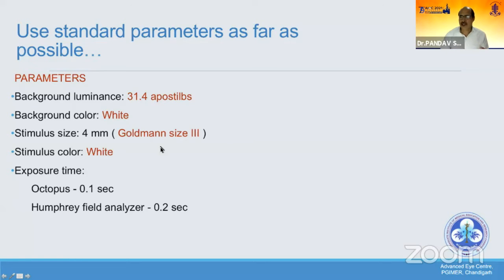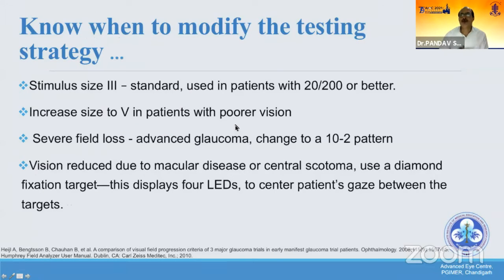Because these parameters are all standardized for different machines, whether you are using Humphrey or Octopus or some other machines, there's no need to change these parameters by and large, so that all tests are consistent. They are done with the same standard parameters. So it's very useful to compare them, so you don't have to worry about them. But sometimes you might have to change these parameters, so you should know when to change them, which can be changed manually as well.